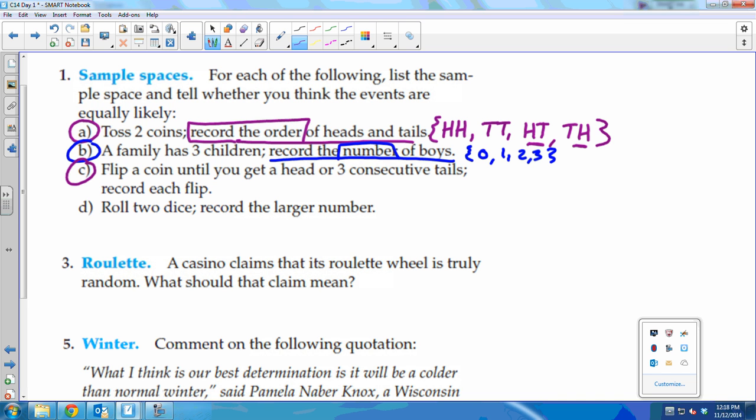All right, on C, flip a coin until you get a head or 3 consecutive tails, and you're going to record each flip. So you flip the coin once, and you get a head. Does that mean you have to stop? Yeah. You flip a coin until you get a head. So we stop.